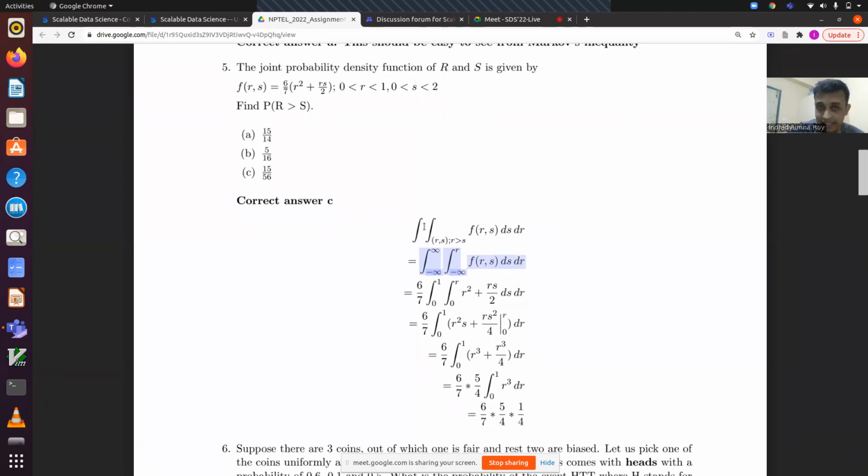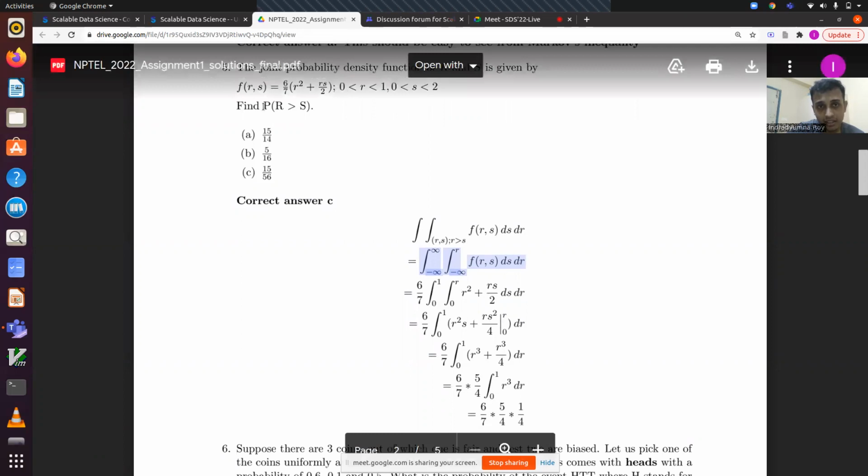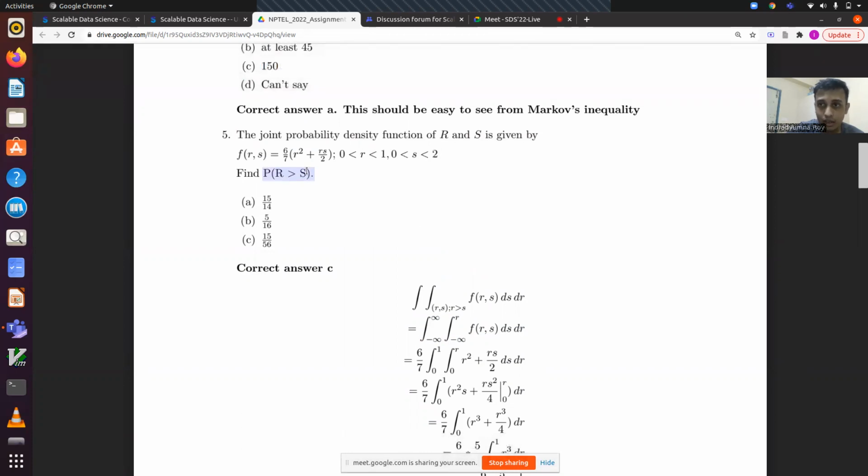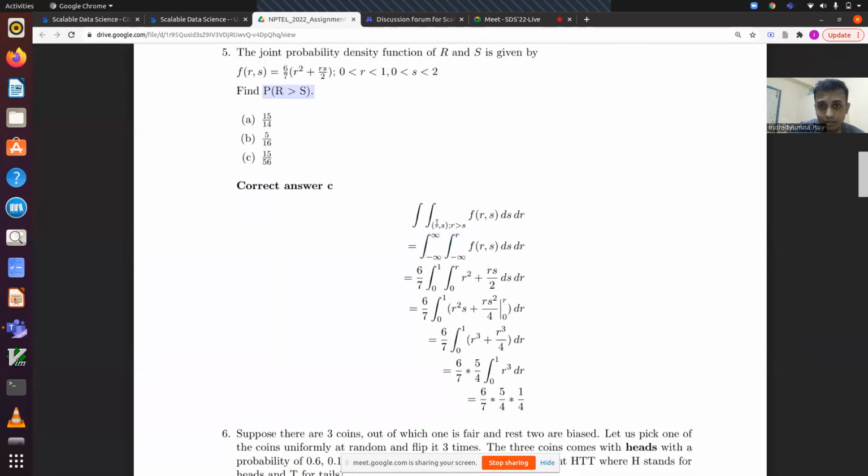No. So S can be greater than R, but the question asks you to limit yourself to the cases where R is greater than S. That's the question, right? So S can be greater than R, I agree, but the question wants you to compute the probability in the areas where R is greater than S. That's why this condition is imposed on the double integral, because there are two aspects, ds and dr. So this naturally follows from the question, right? Fine, because the question is asking it.